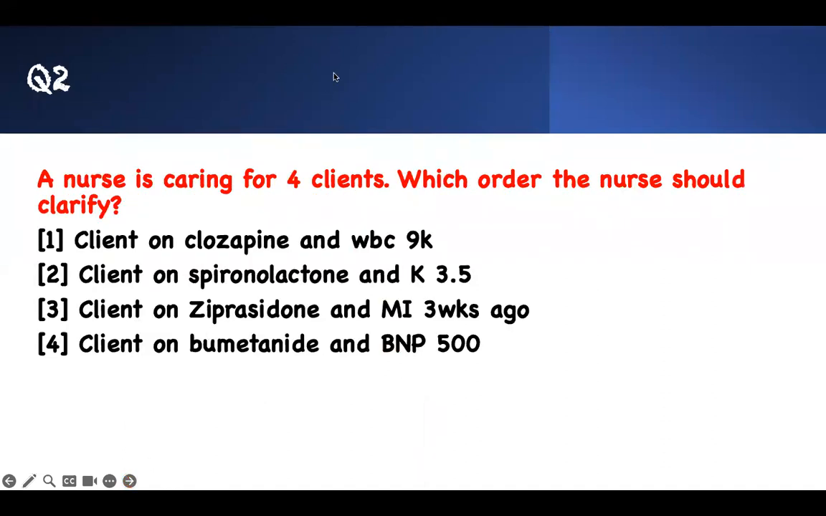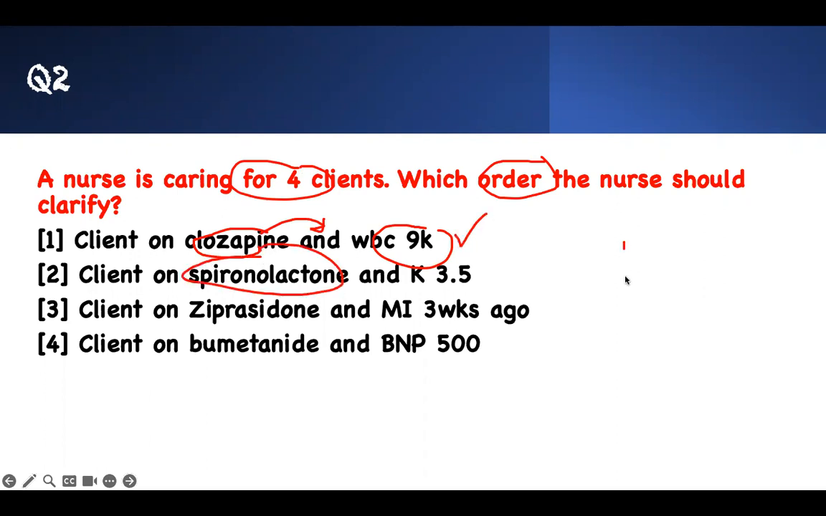Number 2: which order do you need to question or clarify for the client? I have clozapine and my white count is 9,000. You know this causes agranulocytosis, but 9,000 is okay. Spironolactone is potassium-sparing, that means I increase potassium. 3.5 is not that high, so I don't need to question it.